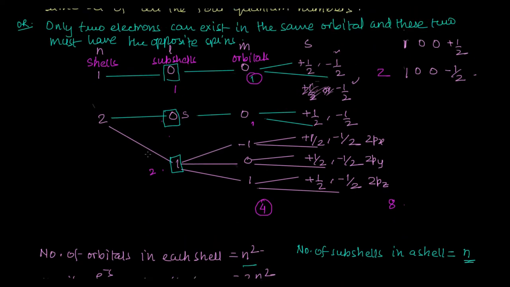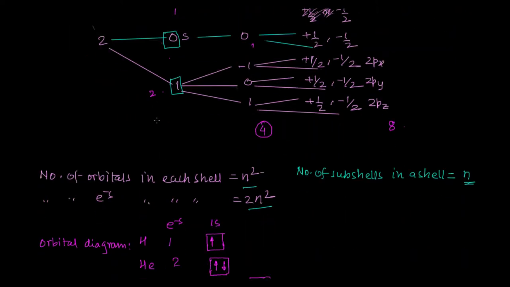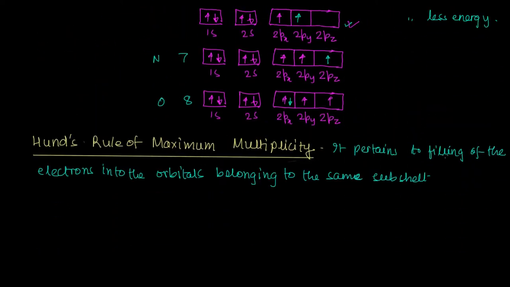2s is one subshell, 2p is one subshell, and all the orbitals of the same subshell are degenerate. By degenerate we do not mean that it has decayed or something. It means that it is of equal energy. There is no negative connotation attached to it. So that dilemma is sought to be removed by this.